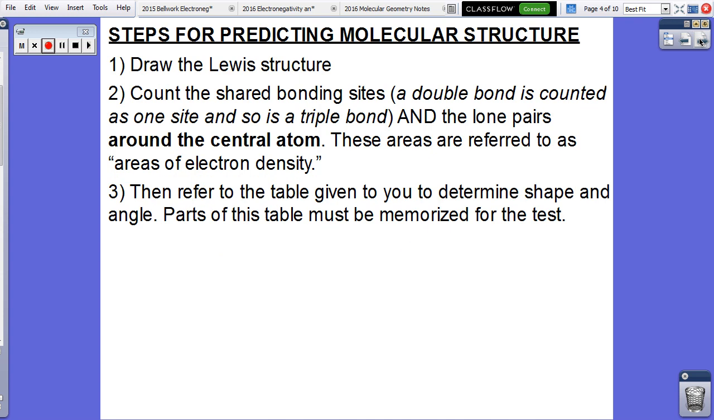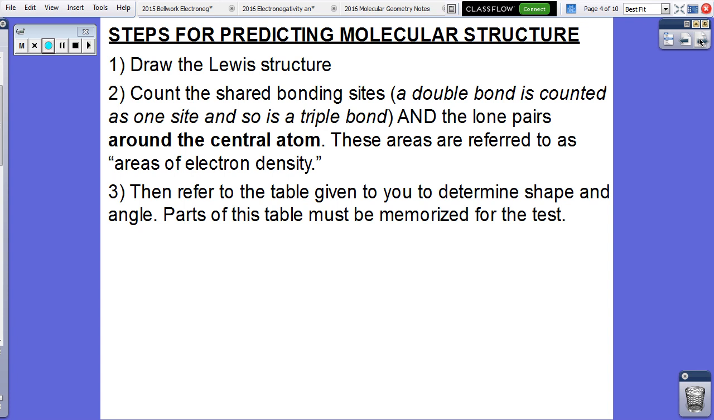Okay, so the first thing that we have to be able to do to decide what shape a molecule will be is correctly draw the Lewis structure. Probably the most important thing that you are going to do in this unit is draw Lewis structures correctly, because that correctly drawn Lewis structure tells you so many things about that particular molecule. One of them being this, the molecular shape. So the very first thing you're going to do is draw your Lewis structure.